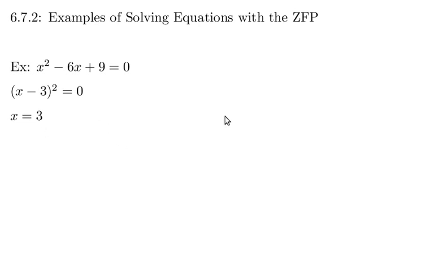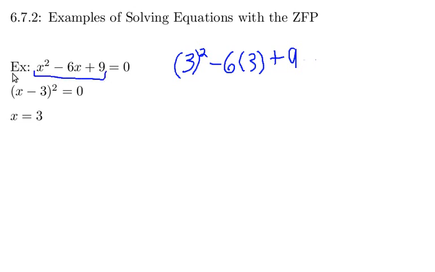I can check that by putting 3 in for x. So I'll have (3)² - 6(3) + 9, and this is going to have to equal 0 for x to be a root of this equation. That's a term I haven't used yet. Whenever you're finding what x's make this polynomial equal to 0, that's called finding the roots of the polynomial.